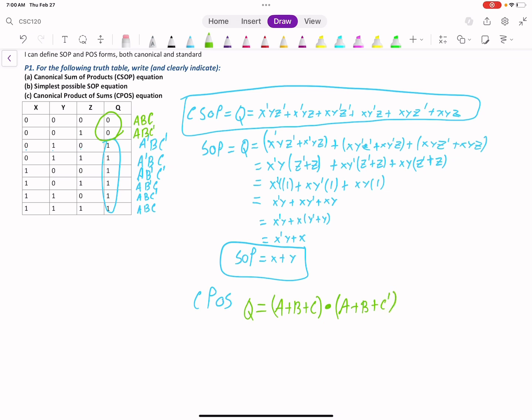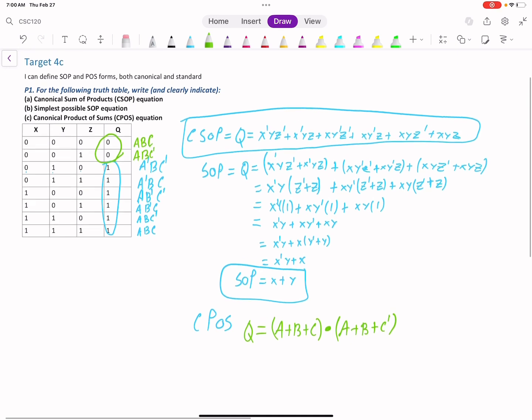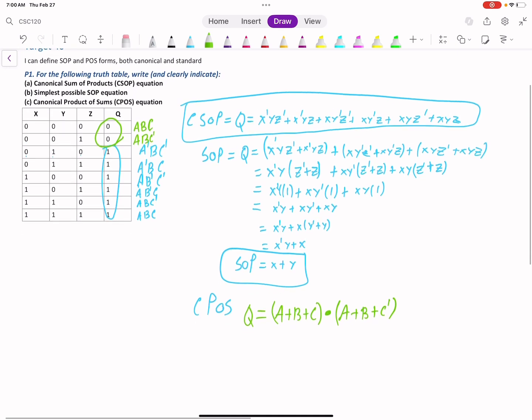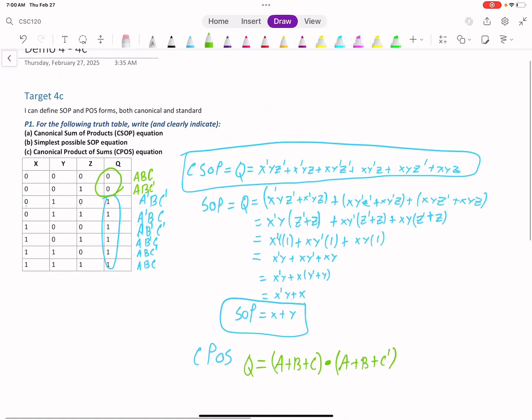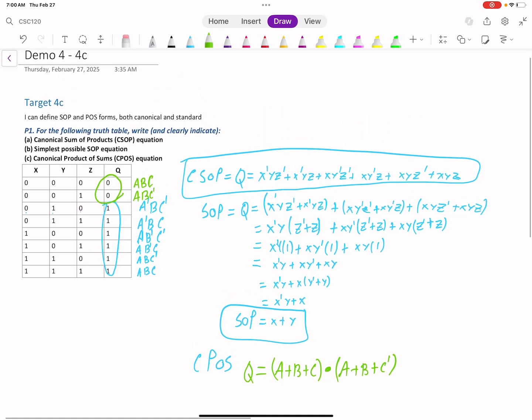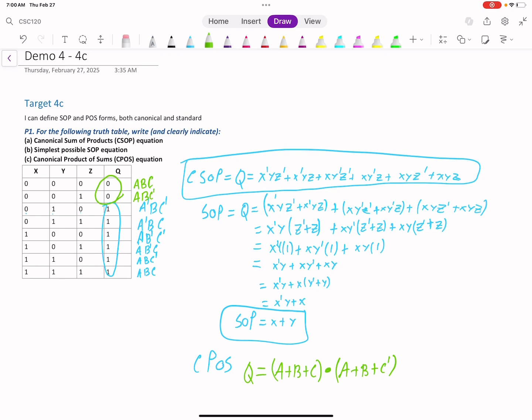And that's it. We derived the canonical SOP, the simplified SOP, and the canonical POS in this video just from the truth table. Understanding these forms is pretty important in logic circuits, and thanks for watching.